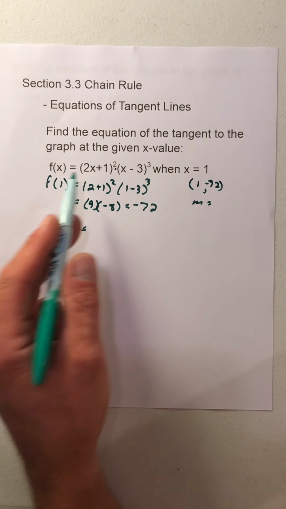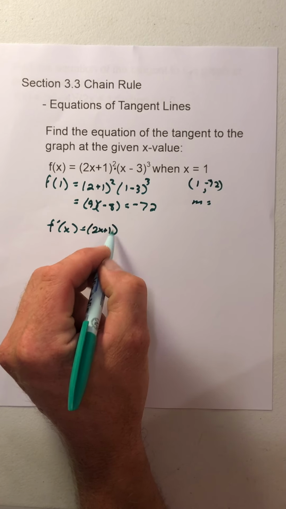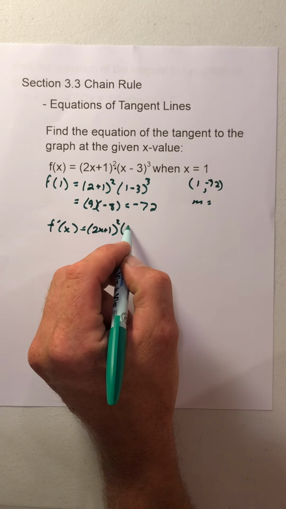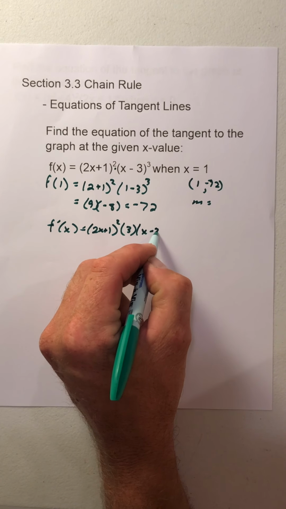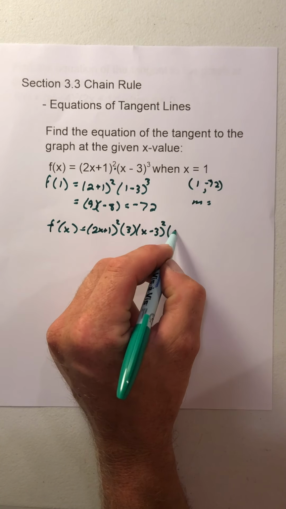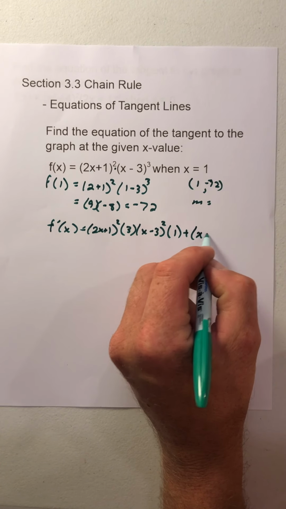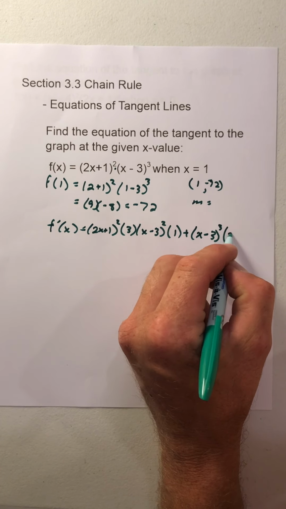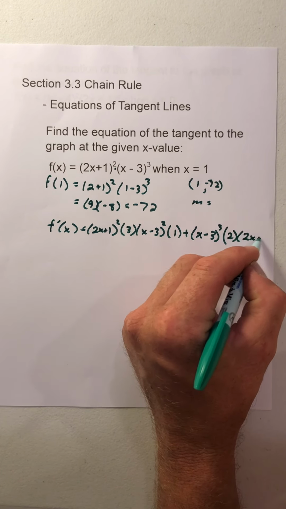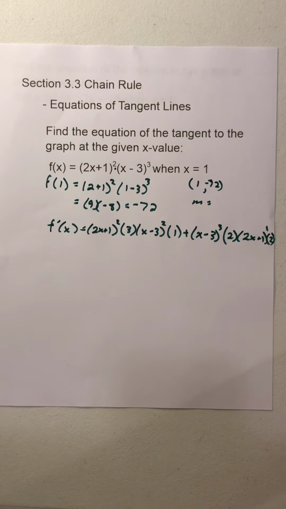So for our derivative, we're going to use the product rule, and the product rule tells us 1 d2. So we bring our exponent to the front, which is 3, and then (x minus 3) to the second, times the derivative of the inside, which is 1. To that, we're going to add the second, (x minus 3) to the third, times the derivative of the first. So we have (2x plus 1) to the first, and then times 2. And that's going to give us our derivative.